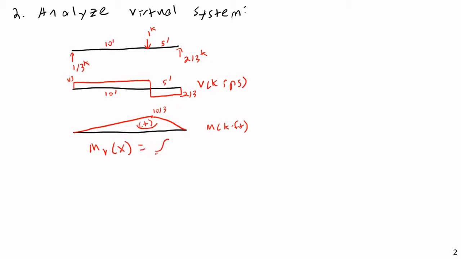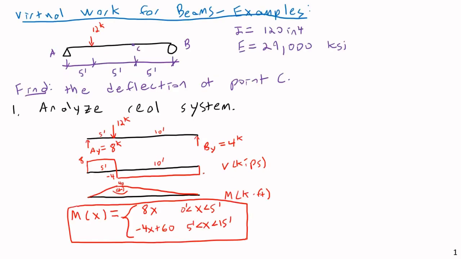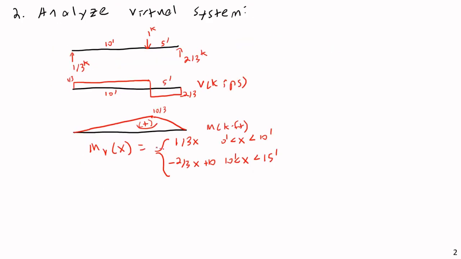And so mv as a function of x is going to be 1/3 x when x is in the first 10 feet, so between 0 feet and 10 feet, and then negative 2/3 x plus 10 when x is between 10 feet and 15 feet. So we now have our function for our virtual loading and the function for our real loading.